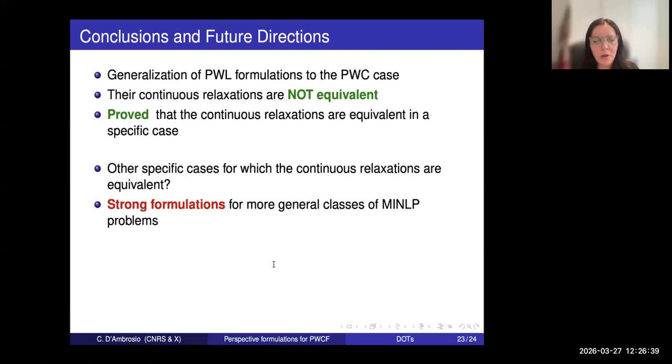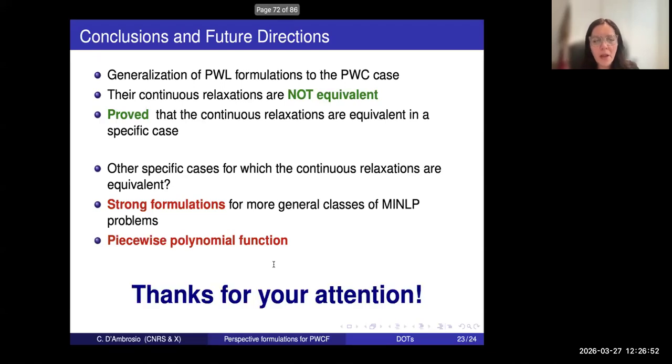In particular, we're working on bivariate functions right now. And we are interested in strong formulations for piecewise polynomial functions in general, that can be very useful in many applications. And I thank you for your attention.